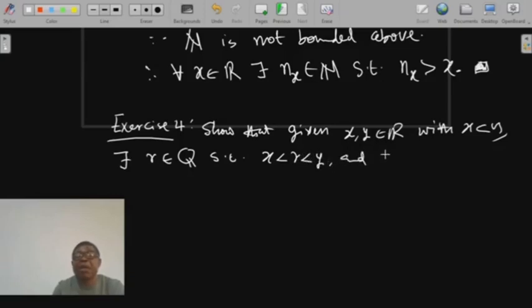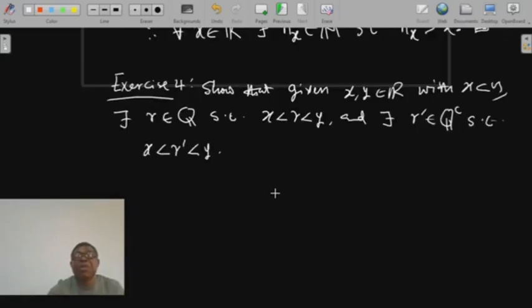And then there exists an irrational number, say r prime, in the set of irrational numbers, such that x is less than r prime less than y. So what this is telling us is that between any two real numbers, we can find a rational number. And between any two real numbers, we can find an irrational number. And what this means is that the set of rational numbers is dense in R.